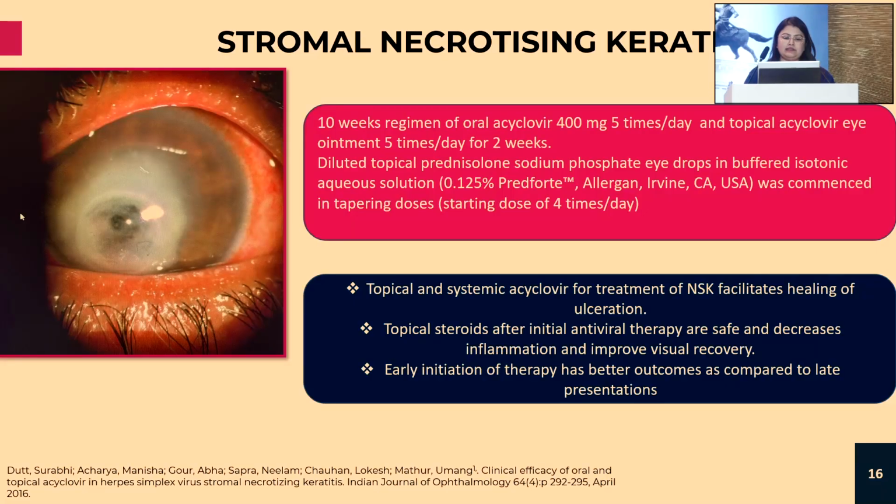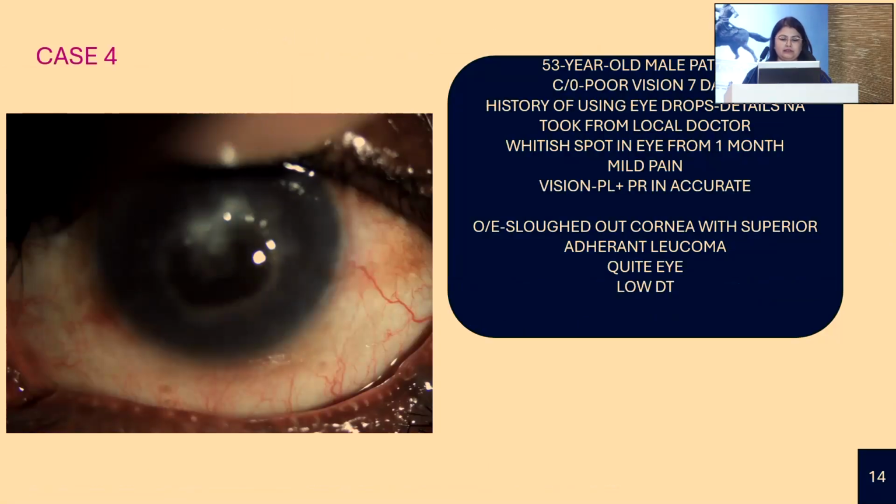Then there was a study for stromal necrotizing keratitis patients, where they gave a 10-week regimen of oral acyclovir and topical acyclovir, and at the end of 2 weeks they started the patient on diluted prednisolone sodium phosphate. But they saw that when the systemic and topical therapies were started initially, as acyclovir was started, there was healing of the ulceration when the topical steroid was started. So the necrosis or the inflammation reduced, and initial therapy had a better outcome. A similar line of treatment was done for this patient.